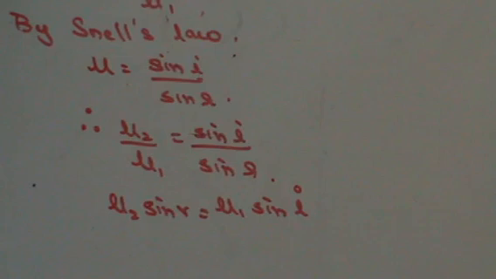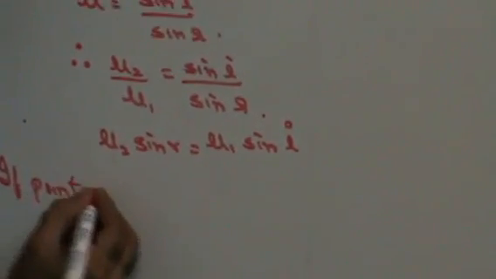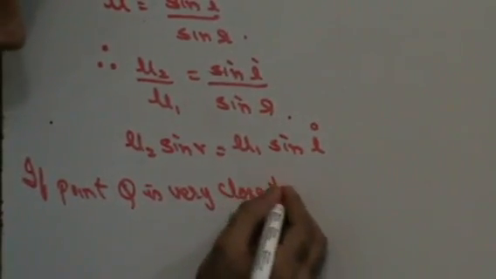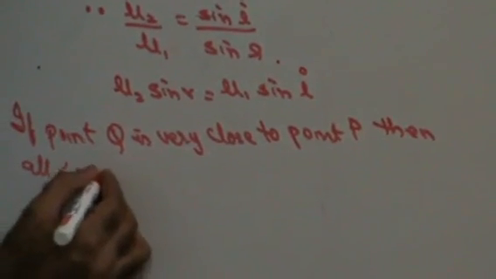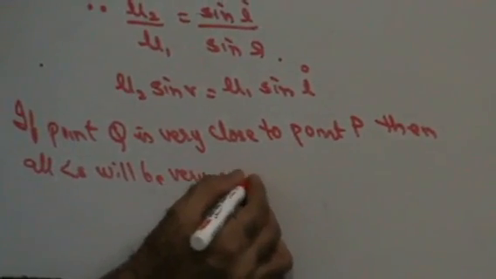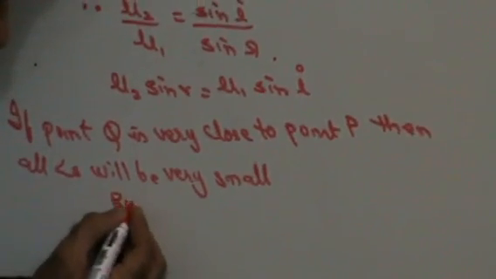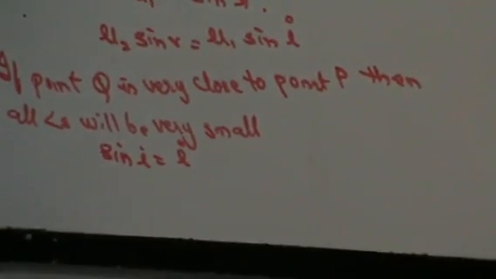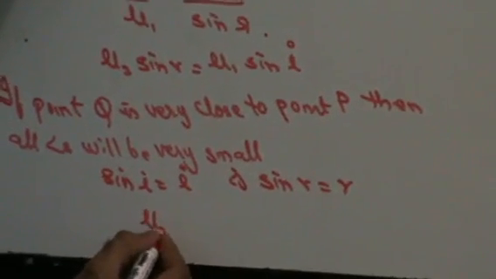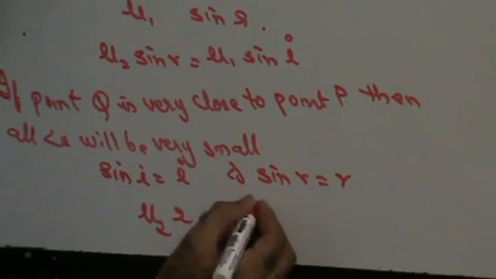Now, if point Q is very close to point P, that means the angle alpha is very small, and then all angles will be very small. For very small angles we know that the sine of the angle is equal to the angle, so sin I will be equal to I and sin R will be equal to R. If I substitute this in the above equation, I get mu2 into R is mu1 into I, right?